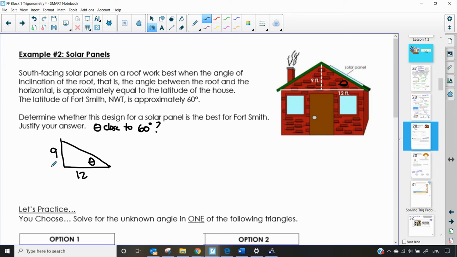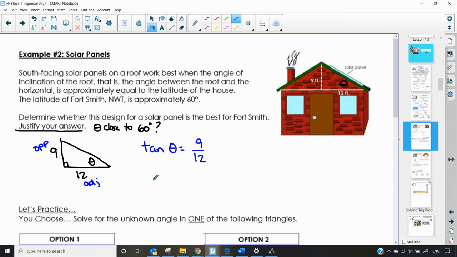Now you may have already predicted the answer, whether it's yes or no, but we want to be able to show work to justify our answer. So justify our answer means show work to support. And so we start off by labeling our triangle. So this is opposite and adjacent. Again, that's tangent. And we're looking for the angle. So tan of the angle equals opposite over adjacent, so 9 over 12.